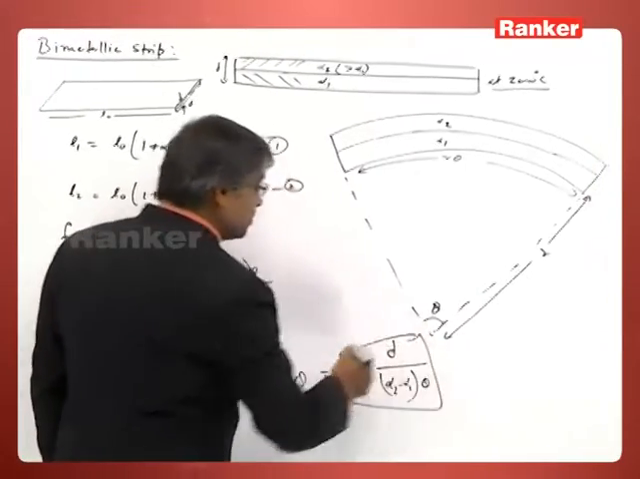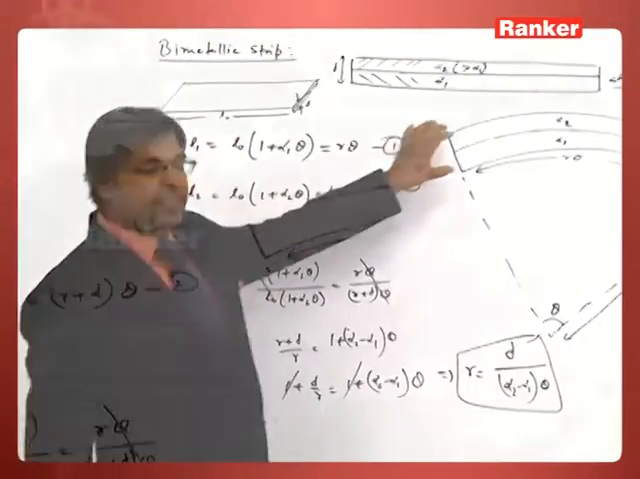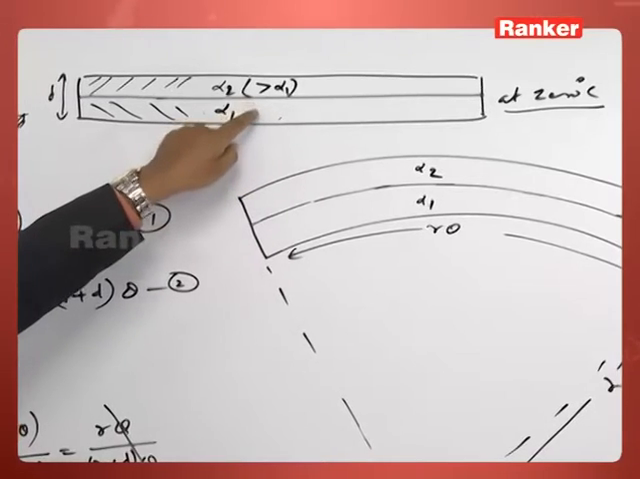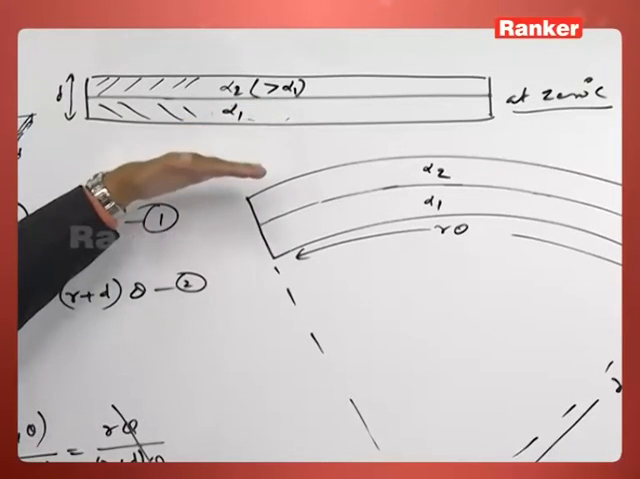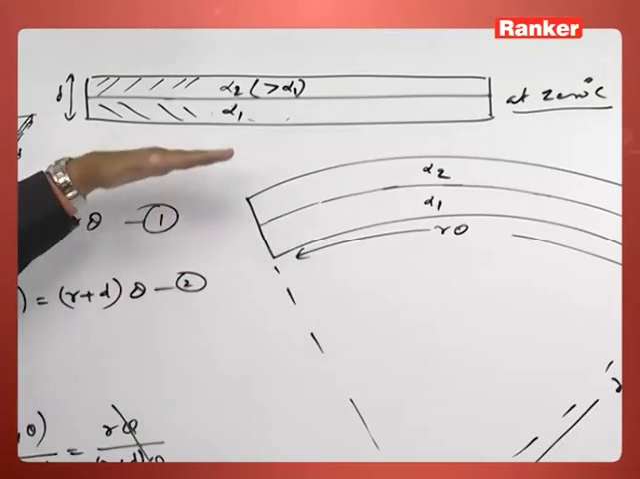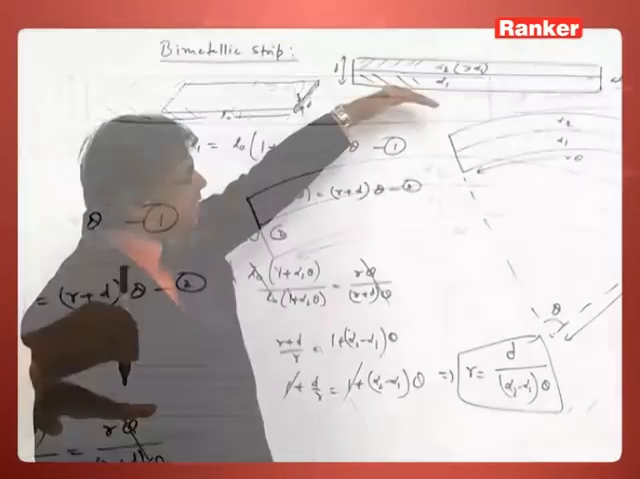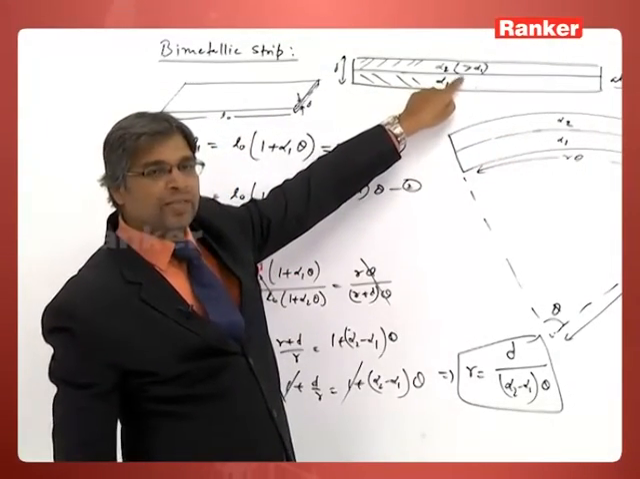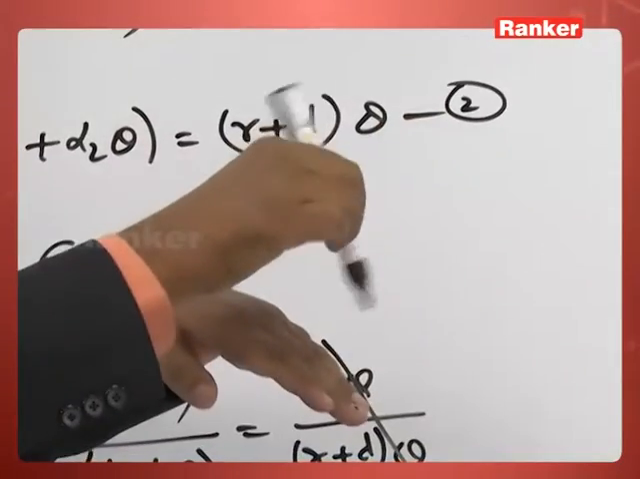Thus you see that this bimetallic strip, designed to be straight at 0 degree centigrade, curves when the temperature rises. It curves towards alpha 1, that is, the strip with the lesser coefficient of linear expansion.